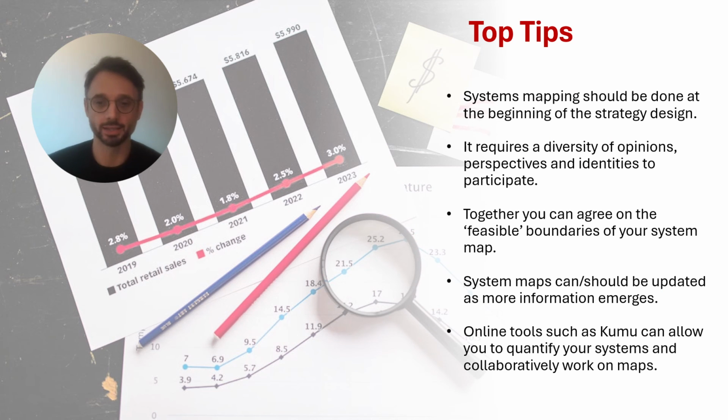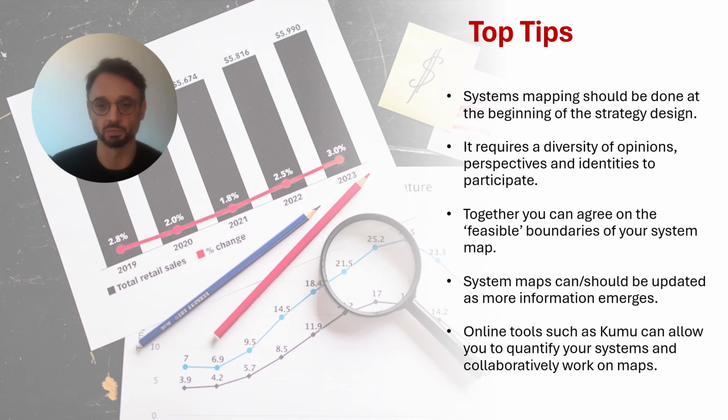I just want to end this short video with some top tips for those looking to use systems maps to help them design plausible influencing strategies. Systems mapping, we'd argue, should be done somewhere near the beginning of your strategy design process. It's a tool for getting people around the table and debating the nature of the complex systems producing those wicked or emergent problems. Importantly, systems mapping should be done with a diversity of voices in the room.